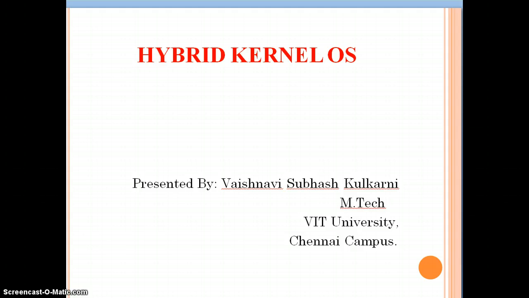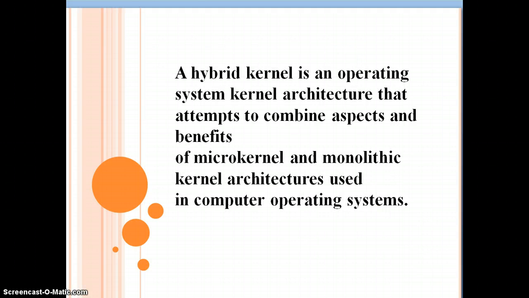Today I am going to explain the topic hybrid operating system, or hybrid kernel operating system. As we all know, the operating system manages the hardware and the software, and the kernel is the important part of the operating system. The hybrid kernel operating system is formed by two kernels, the monolithic kernel and the microkernel. It combines all the benefits and aspects of the microkernel and the monolithic kernel.